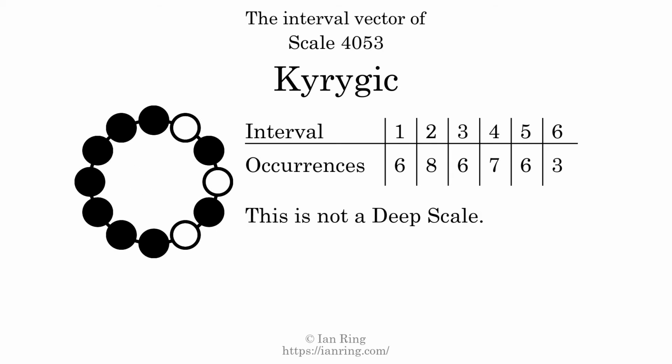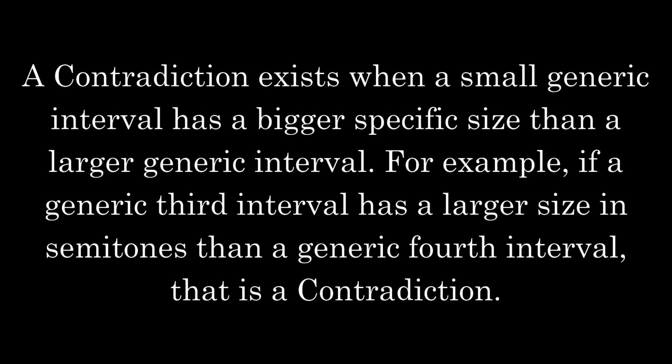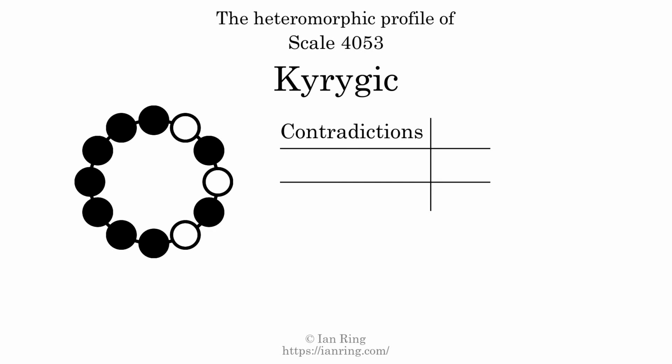Each interval does not appear in this scale a unique number of times, so this is not a deep scale. Heteromorphisms are comparisons between every interval in a set. They can be classified as contradictions, ambiguities, and differences. A contradiction exists when a small generic interval has a bigger specific size than a larger generic interval. For example, if a generic third interval has a larger size in semitones than a generic fourth interval, that is a contradiction. The number of contradictions in this scale is 54.